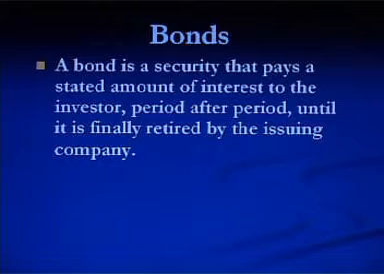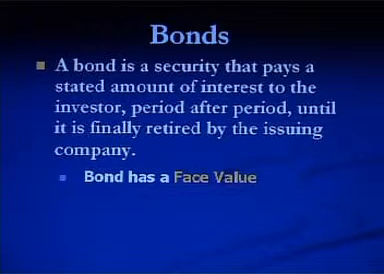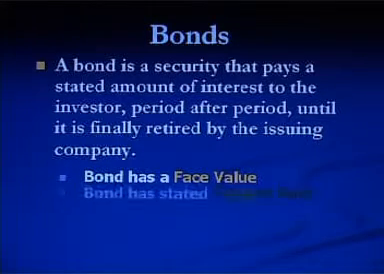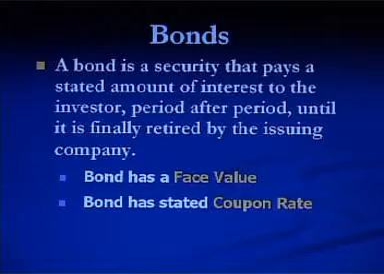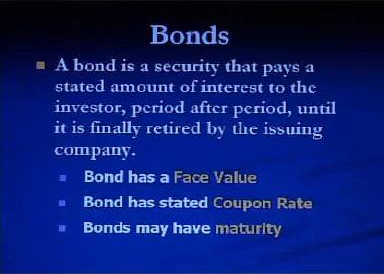A bond is a security that pays a stated amount of interest to the investor period after period until it is finally retired by the issuing company. Bonds have three features: a bond has a face value, generally it is taka 1000, a bond has a stated coupon rate or interest rate, and bonds may have maturity, that means bonds may mature or it may not mature. In case of bond, there are three types of cash flows. At first, when you buy the bond, there is a cash outflow.